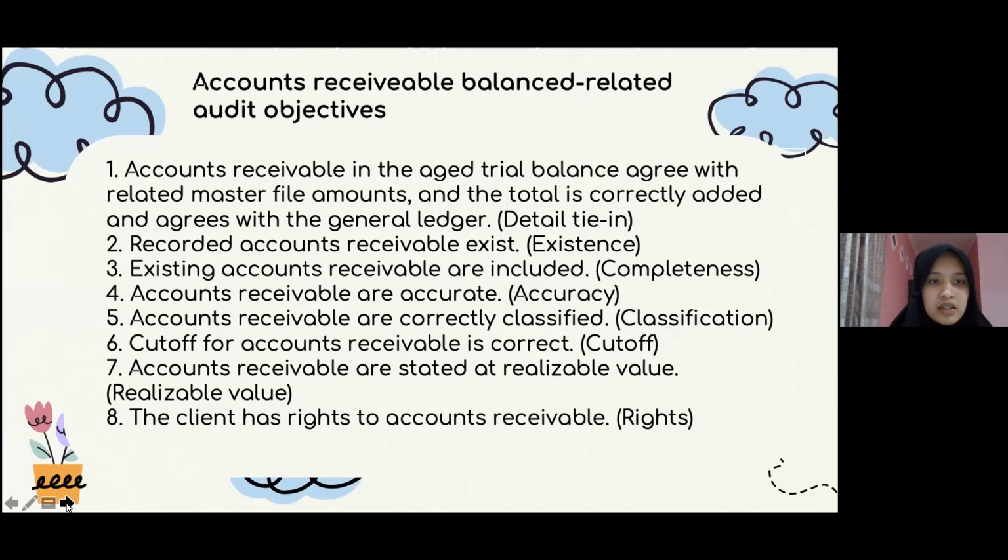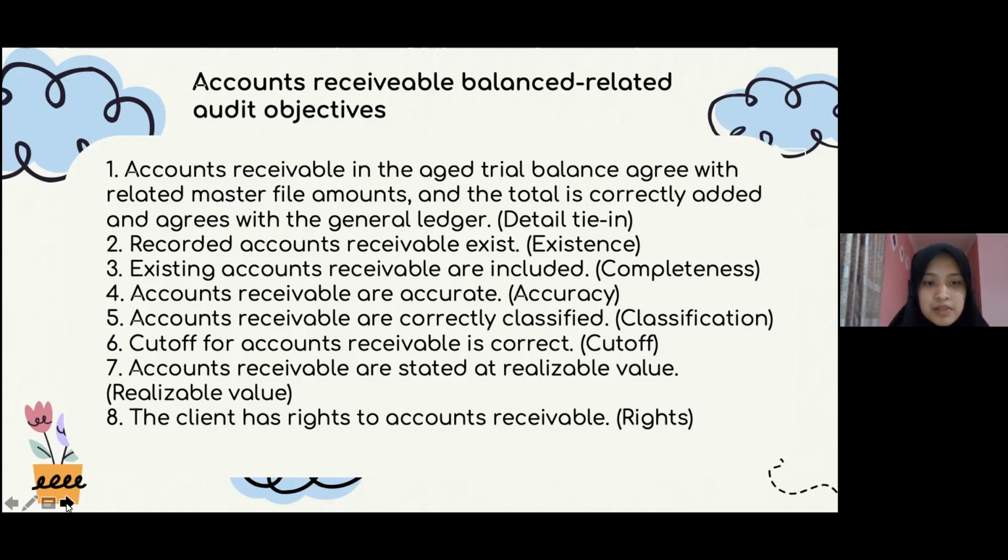These are the 8 accounts receivable balance-related audit objectives. First, accounts receivable in the trial balance agree with the related master file amounts, and the total is correctly added and agrees with the general ledger. We call it detail tie-in. The second one, recorded accounts receivable exist. We call it existence. The third one, existing accounts receivable are included, or completeness. Fourth, accounts receivable are accurate, or accuracy.